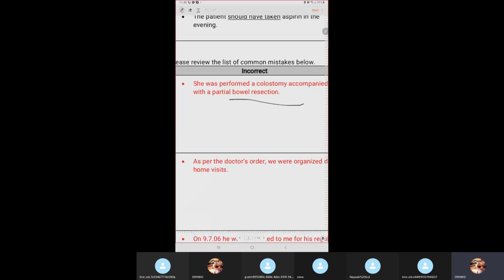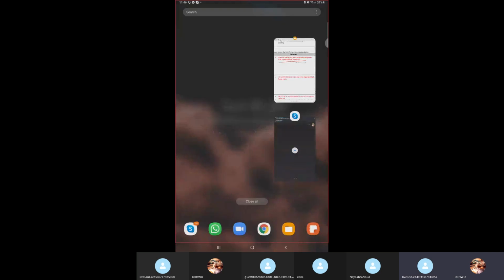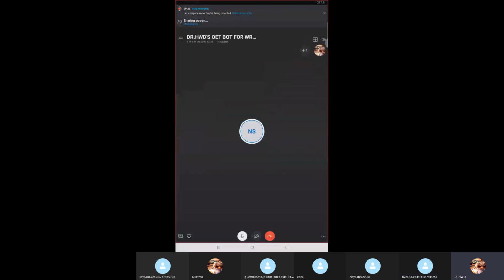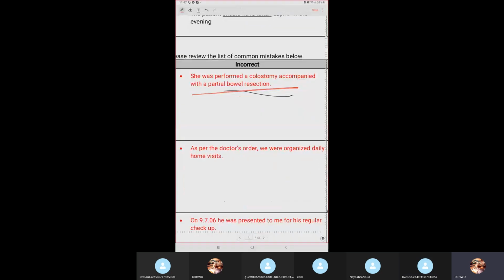She was performed a colostomy accompanied with a partial bowel resection. Is it a correct sentence, Dr. Narjinder? She was prescribed a colostomy. She was performed a colostomy. Screen is not visible. Right. So, she was performed a colostomy accompanied with a partial bowel resection. Dr. Narjinder, how would you correct this?